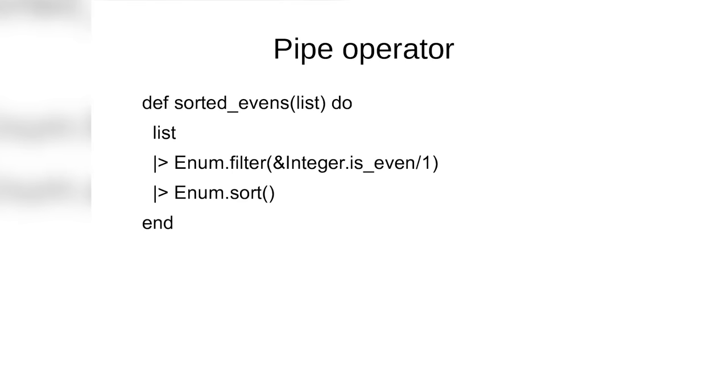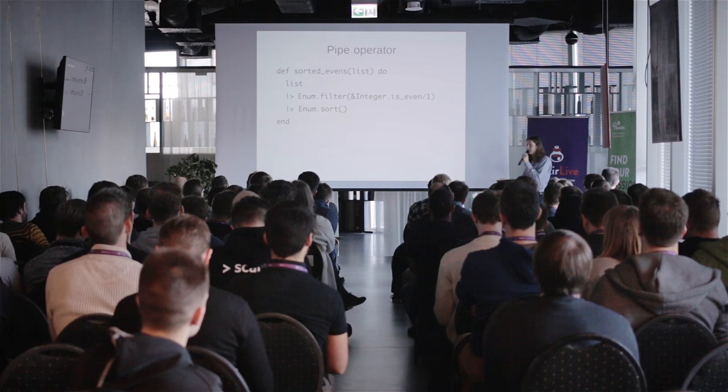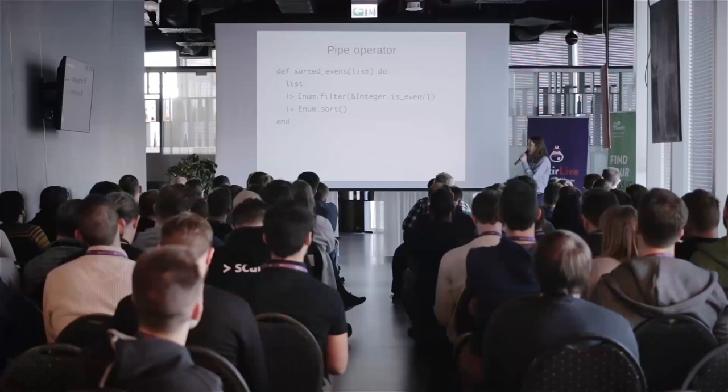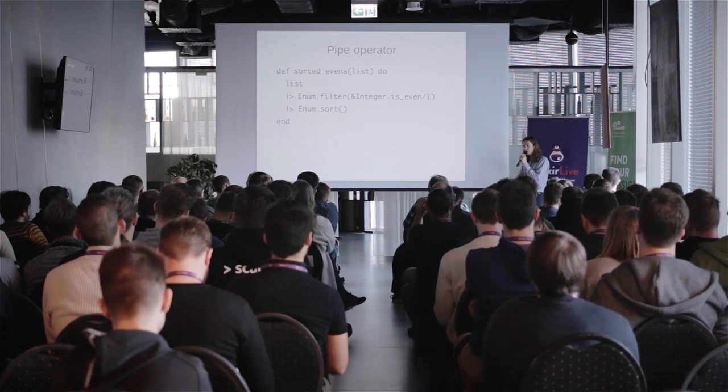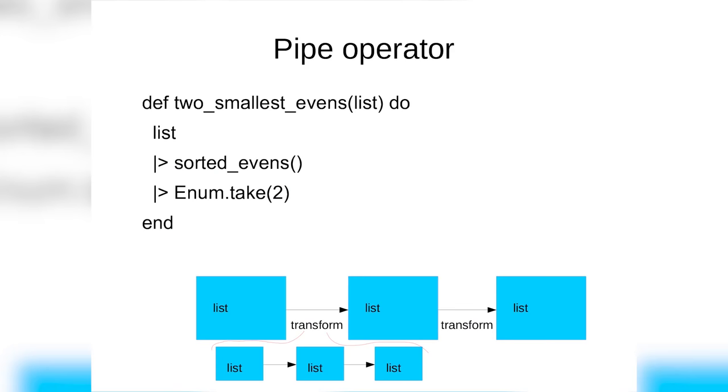But what is more important for the presentation and for other patterns is that you can basically take those three lines of code and make them into a function. So instead of assigning into a variable, I'm creating a function that takes a list as a first argument and returns a list. And this can be used in a pipe chain in the same way as functions from the Enum module.